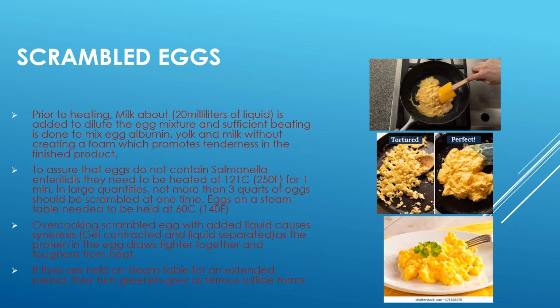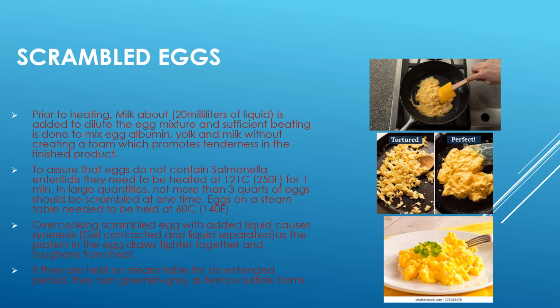This foam will promote toughness in the finished product. To ensure that eggs do not contain Salmonella enteritidis, they need to be heated at 121 degrees Celsius for 1 minute. Usually, these scrambled eggs are cooked in large quantities. In large quantities, not more than 3 quarts of eggs should be scrambled at one time.